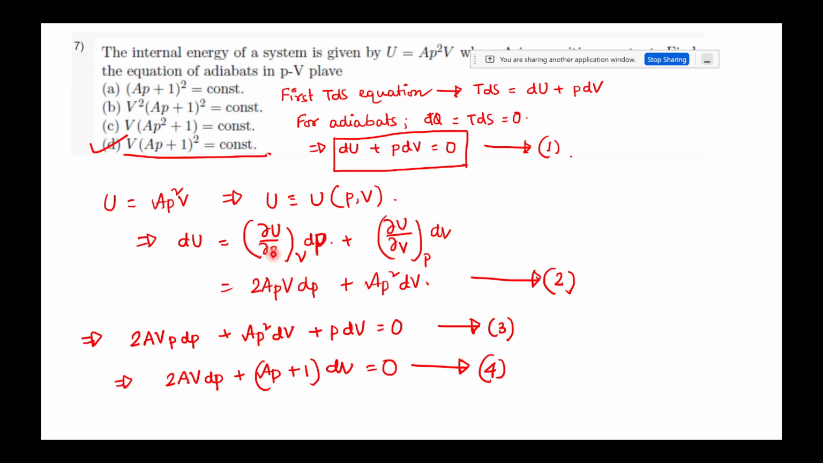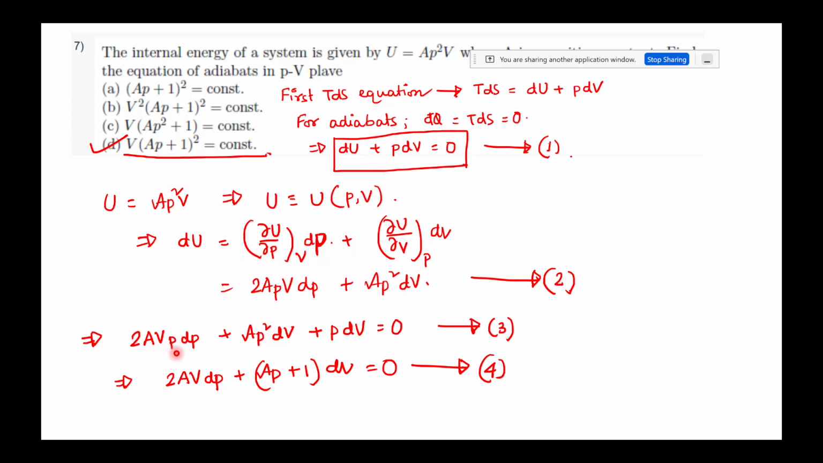What is del u del p at constant v? If you differentiate with respect to p, this will be 2apv dp. And what is del u del v at constant p? If you differentiate u with respect to v, ap square will be there, so ap square dv. Okay, now I have put this form of du into this.